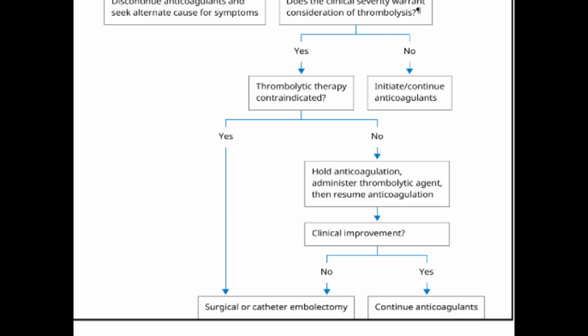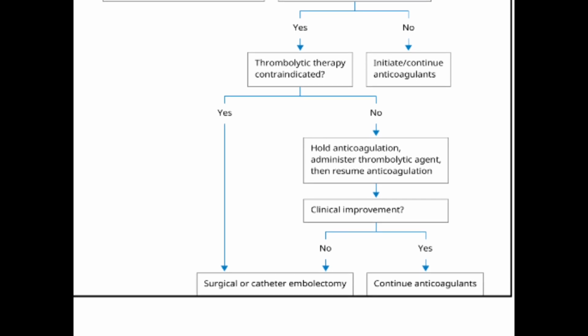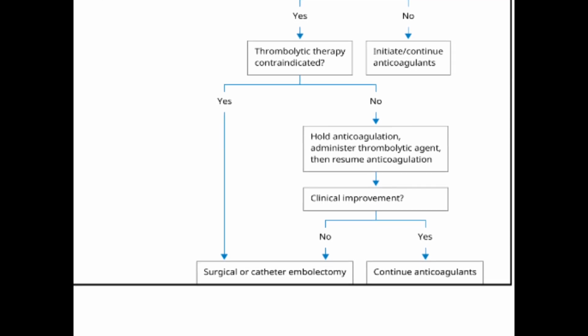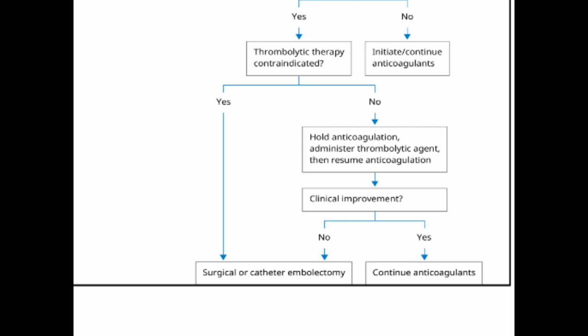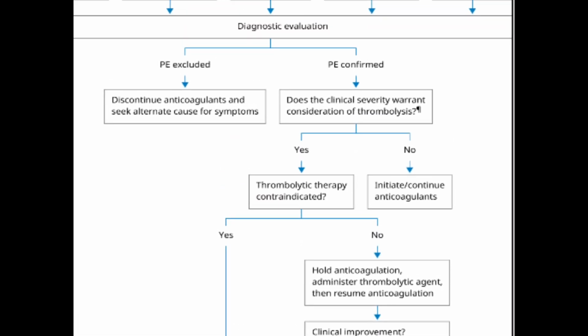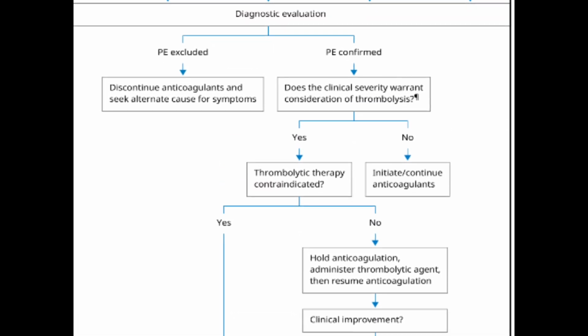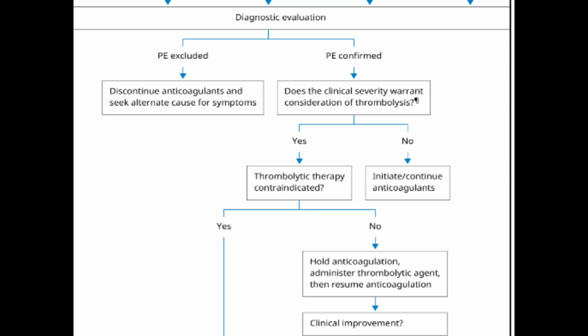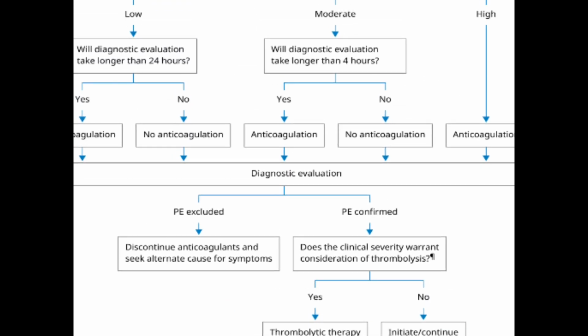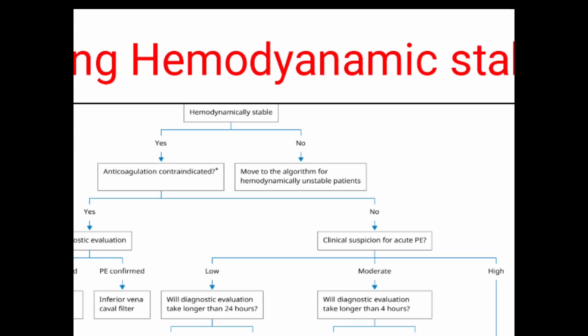If there is contraindication to thrombolysis, then we will do surgical or catheter embolectomy. If there is no contraindication, then we will hold anticoagulation, administer the thrombolytic agent, then resume the anticoagulation. If there is clinical improvement, we will continue the anticoagulant. If there is no clinical improvement, we will do surgical or catheter embolectomy. If the patient's clinical condition does not warrant thrombolysis, then we will continue his anticoagulants. This was about the stable patients.